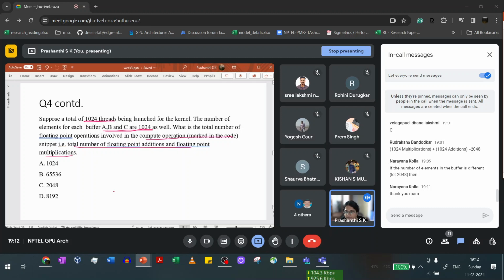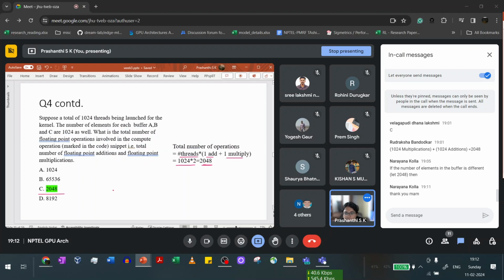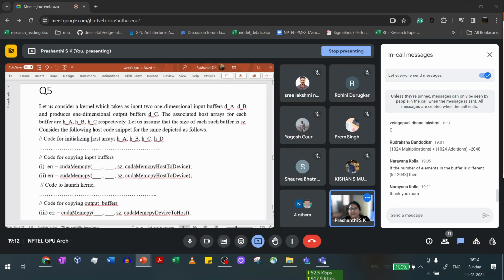Okay, if there are no further questions on this, let's move to the next one. Let's consider a kernel which takes as an input two 1D input buffers, D_A, D_B, and produces one-dimensional output buffers, D_C. The associated host arrays for each buffer are H_A, H_B, H_C respectively. Assume that the size of each buffer is SZ. Consider the following host code snippet for the same.